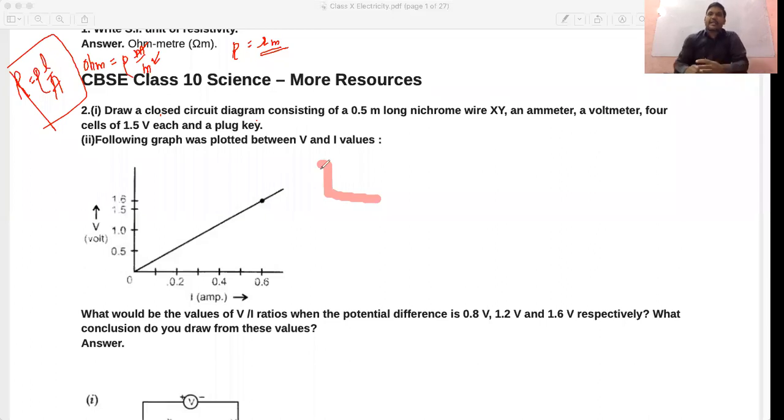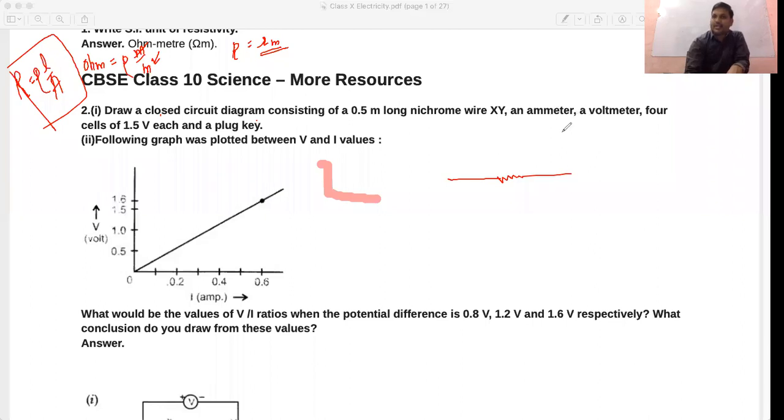Okay, now coming to the second question: draw a closed circuit diagram consisting of a 0.5 meter long nichrome wire XY, an ammeter, a voltmeter, 4 cells of 1.5 volt each, and a plug key. So you have to draw the closed circuit with the 0.5 meter long nichrome wire XY, an ammeter and a voltmeter.